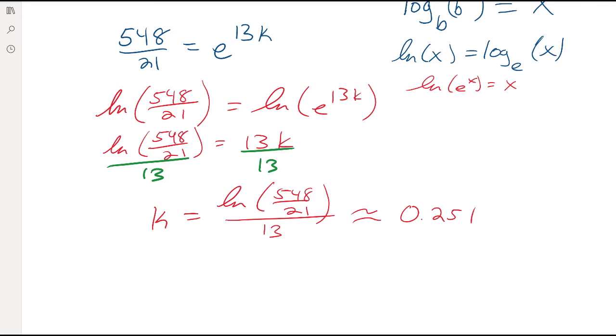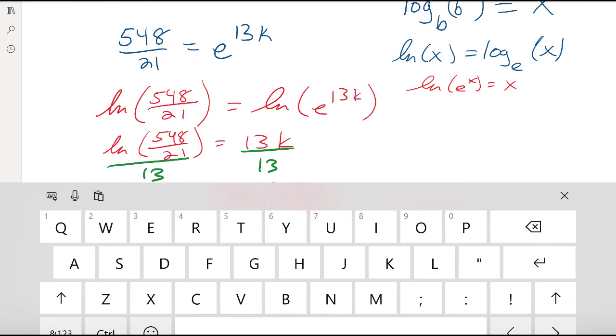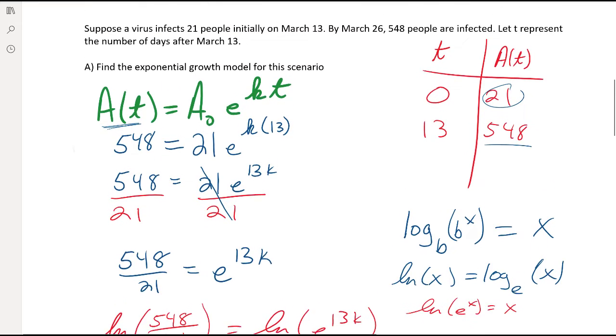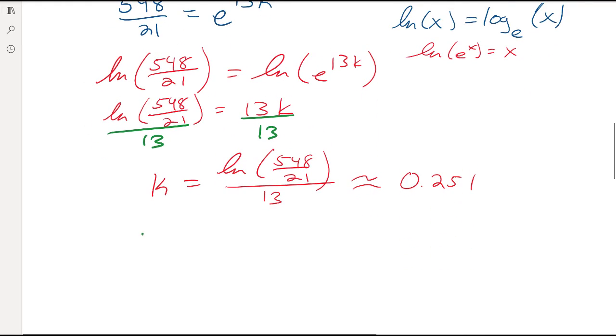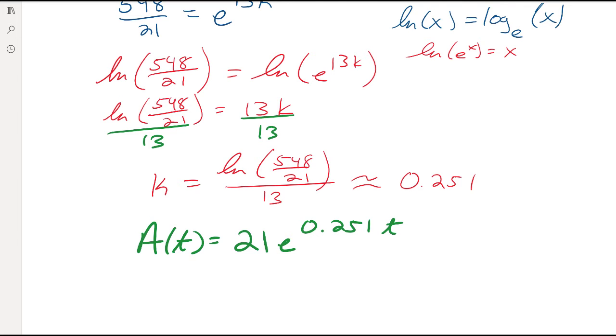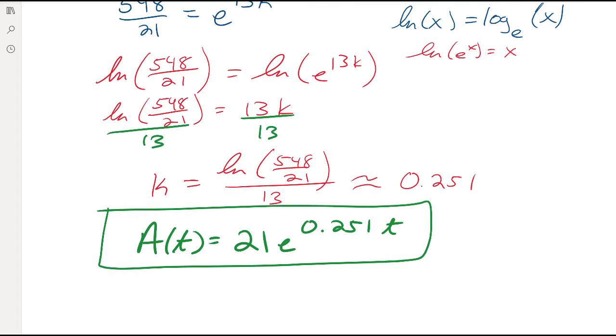So with all that being said, our full exponential growth model will be A of t equals A0, which is our initial amount, which we said was 21, the number of people initially affected, times e raised to the 0.251 times t. So this is now an exponential growth model where we can figure out how many people will be infected for all types of values for t.